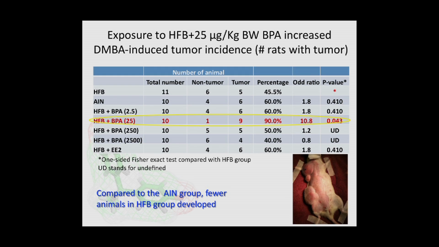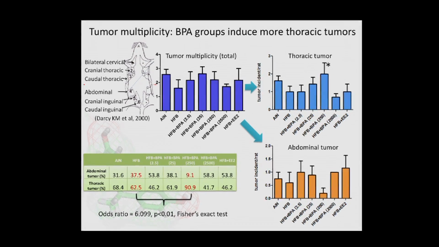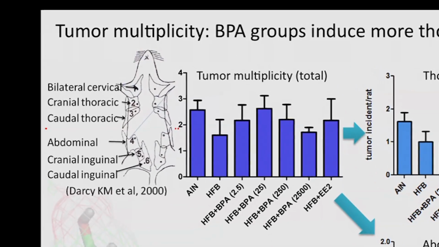Now, let's look at other parameters here. Where are the tumors located? This is also very exciting. If you look at a rat, you can see that these are the thoracic glands. These are the abdominal glands.